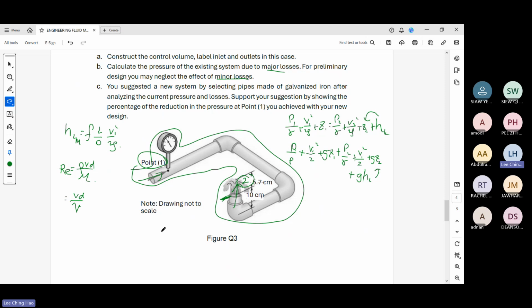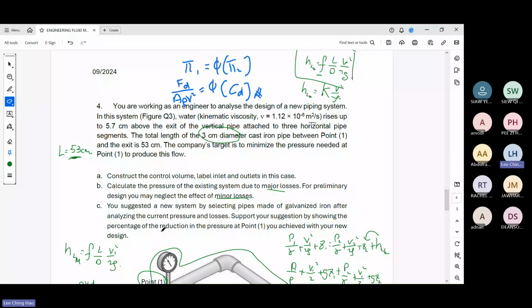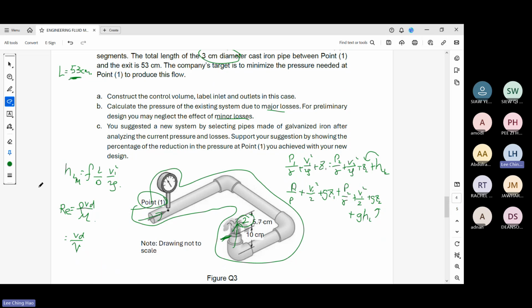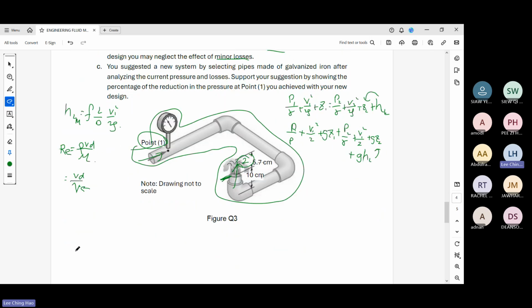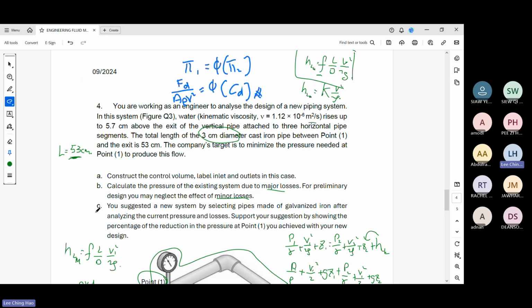The point is V. How do you find the velocity then? Even though you know which velocity should be used, there is no velocity given here. You cannot use the 1.12, because although it looks very similar to velocity, it is not. Velocity is meter per second. This is kinematic viscosity, not velocity. You do not do that. So what to do is you have to use the Bernoulli equation.